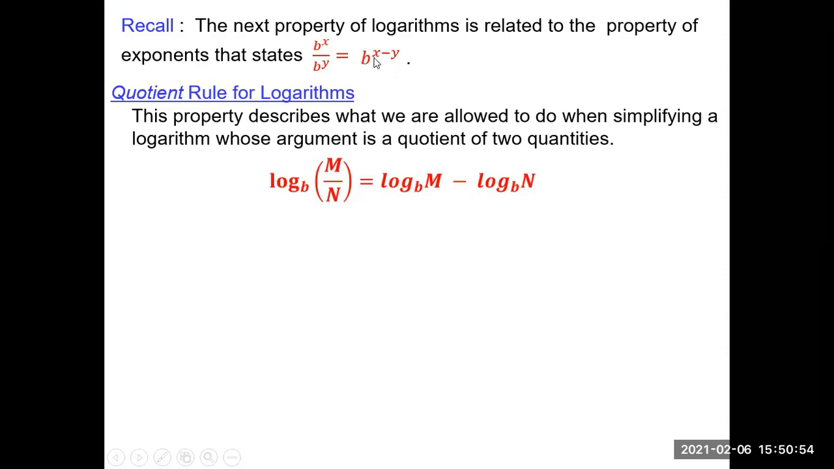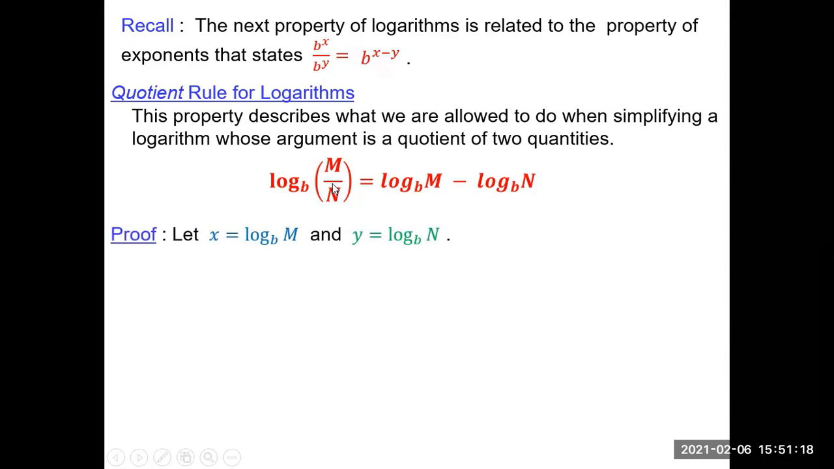So if we think of x and y as being two separate exponents, then whenever I'm dealing with a quotient of two exponents, I can subtract the exponents, which is why I can subtract log base b of m minus log base b of n if I ever see a quotient inside of a logarithm. So let's take a look at a proof before we look at an example.